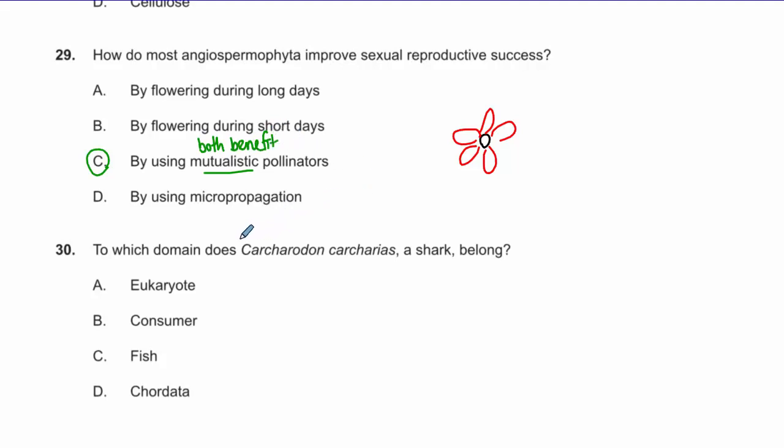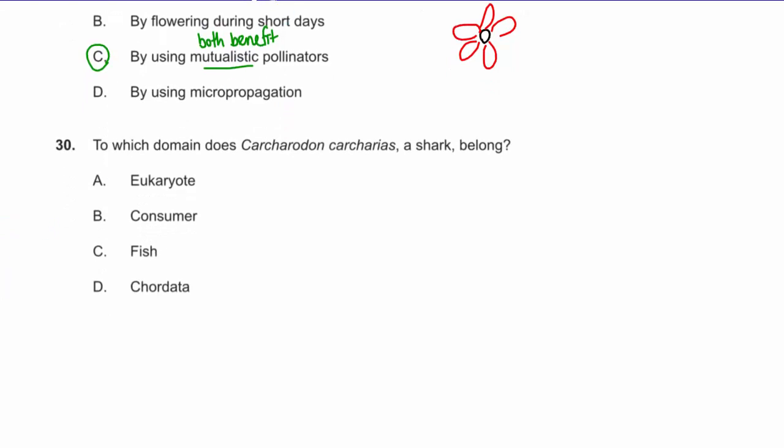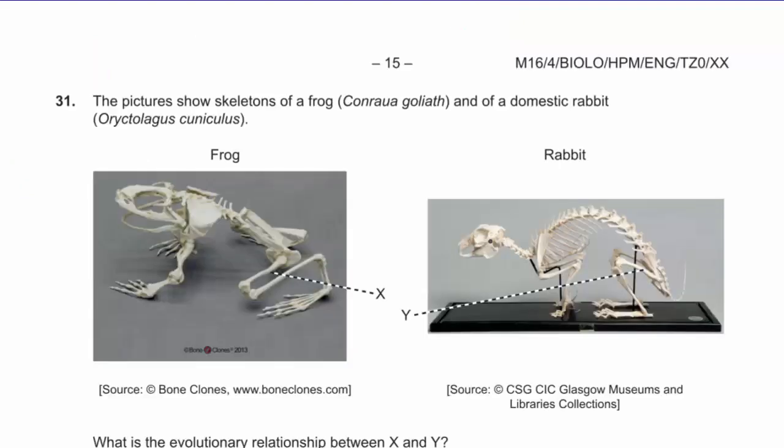30. To which domain does Carcharias, a shark, belong? And of course, that's a fish, and fish is an animal, and animals are eukaryotes. So remember, the domains are bacteria, eukarya, and I forgot what their name was. Archaea. The archaea. 31. One picture shows skeletons of a frog and another of a domestic rabbit.